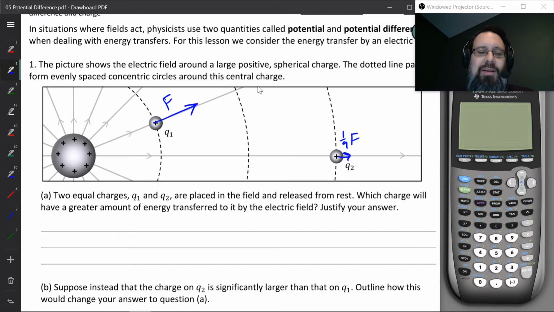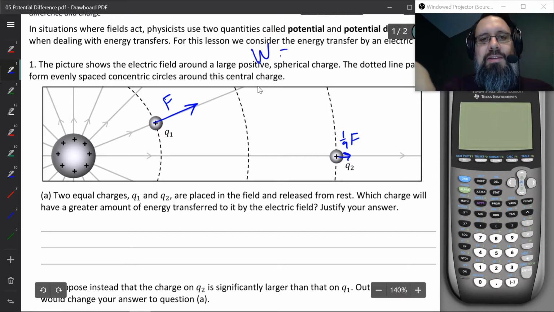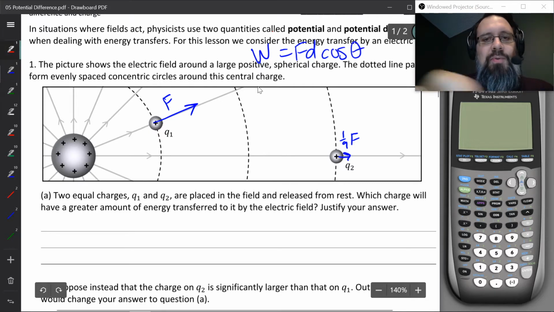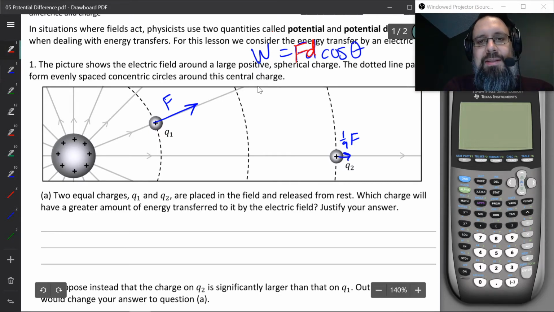So we talked about in previous lessons that the electric field is what's exerting this force. So realize that when you exert a force on something, you're doing work on that thing, right? You're transferring energy to it. We talked about how work is equal to F D cosine theta. So when you push something through a distance, you do work to it. You transfer energy to it.